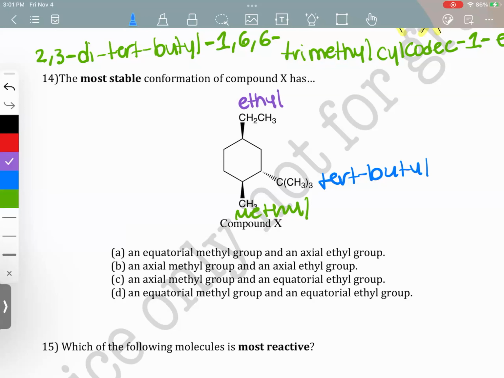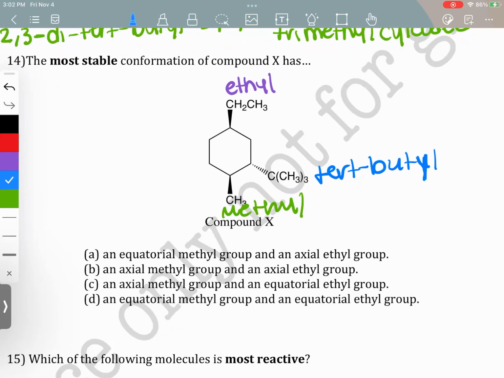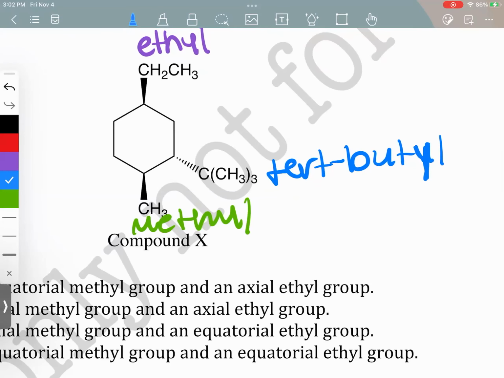So, which of these substituents is the biggest one? Tert-butyl. Right, the tert-butyl group. So, if you want the most stable chair conformation, that tert-butyl has to fall in what type of position in the chair conformation? Equatorial. Right, it has to be equatorial. And since it's on a wedge, that means it's going away from us. So it's going to fall on a down equatorial position in the chair model.